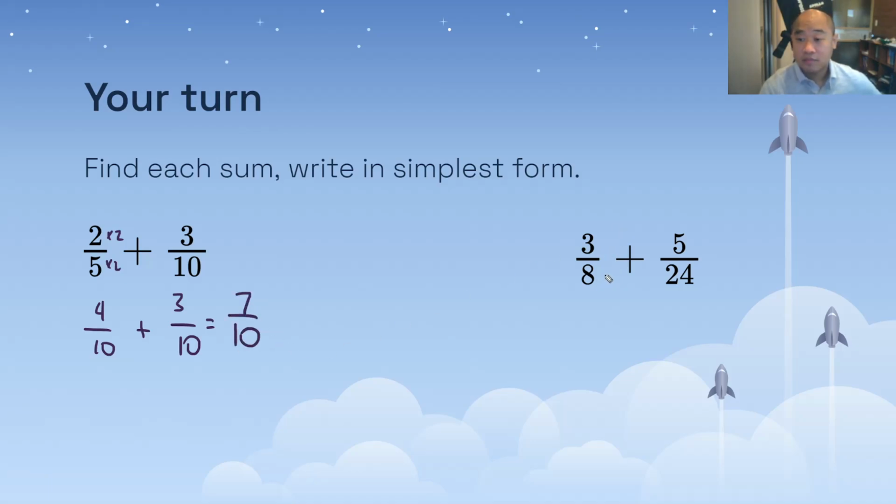Here is the same. We don't have to do anything to the right side. We're only going to multiply the left side by 3 over 3. And that'll give us 9 over 24 plus 5 over 24 equals 14 over 24. And 14 over 24 can be reduced. They can both be divided by 2. That'll bring us down to 7 over 12. And that is reduced.